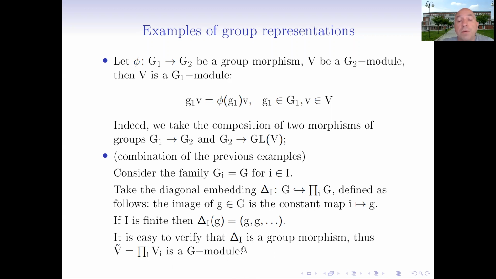So first we have a morphism delta I from G to the product of G's. And second, we know that this product is acting on the product of Vi's. I should say that each Vi must be a G module. So it must be a Gi module, and because every Gi is G, it's a G module. And we combine these two morphisms, first from G to the product of G's, and second from the product of G's to End, so linear maps of V tilde, we obtain a structure on V tilde, a structure of a G module.